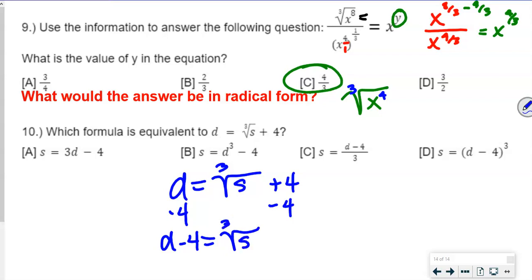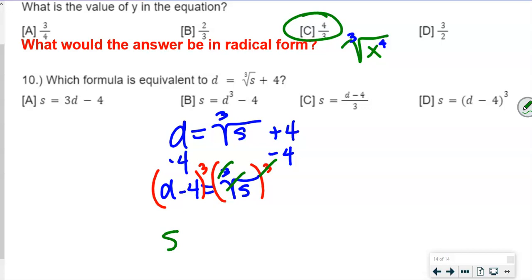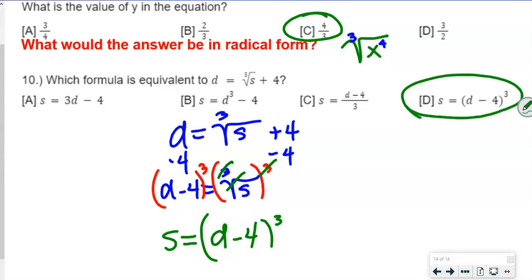How do I get rid of a cube root? Yes, I cube both sides, don't I? So now this and this are gone, right? The whole thing's gone. So we're left with our s. So s is equal to d minus 4 cubed. And that's our answer right there, okay?